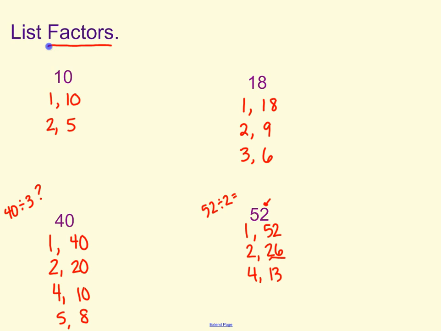So those are our factors of 52. So listing factors. Start with number 1 and go in order, and you will not miss any of the factors.